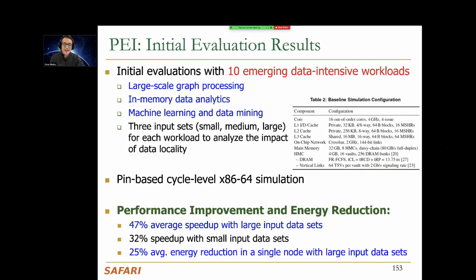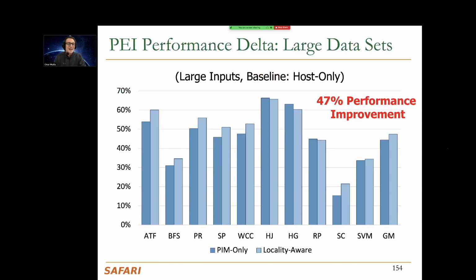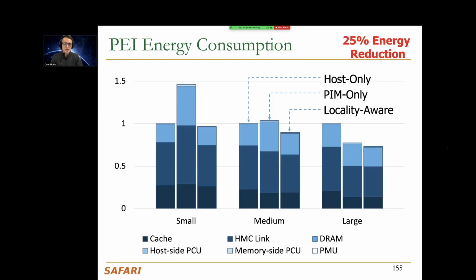So what are the results? Very quickly, we looked at important applications, data intensive, and the performance improvements are not as good as the previous approaches, clearly, because this is minimal, but they're not bad, I will also argue. It's about 47% on large input data sets. And you can see more analysis in the paper for smaller data sets. Large input data sets are where processing in memory really shines because you're not bound by the caches. And the energy reduction is also significant, as you can see in large input data sets.